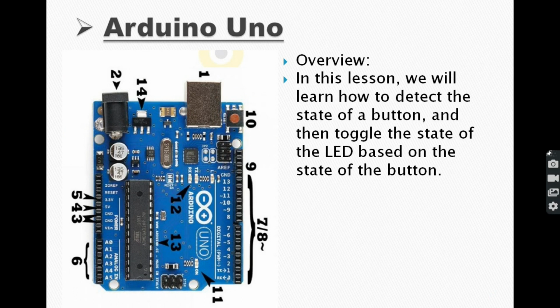Arduino Uno, as you can see, you need to connect the USB cable, with the help of which the program you write will be burned into the IC. In this lesson you are going to learn how to connect a push button and LED. With the help of the push button you will learn how to toggle it.